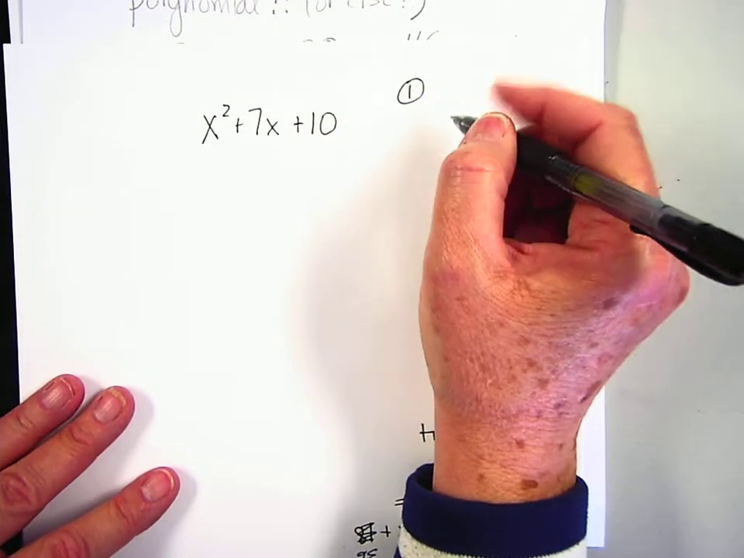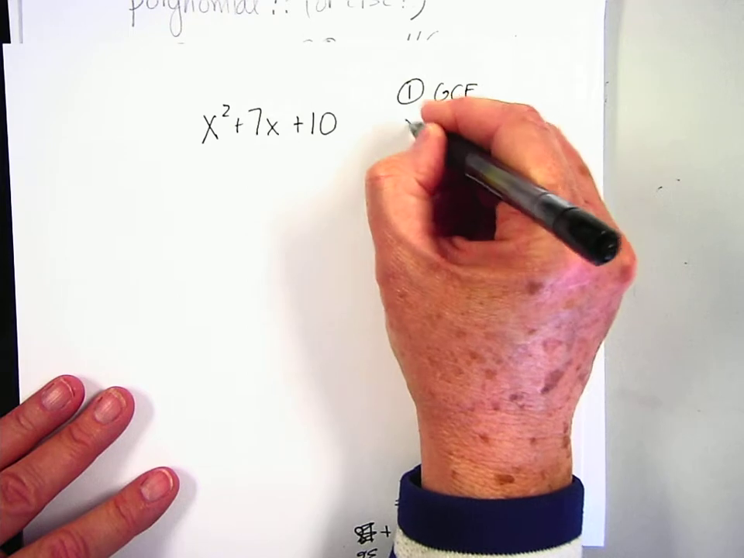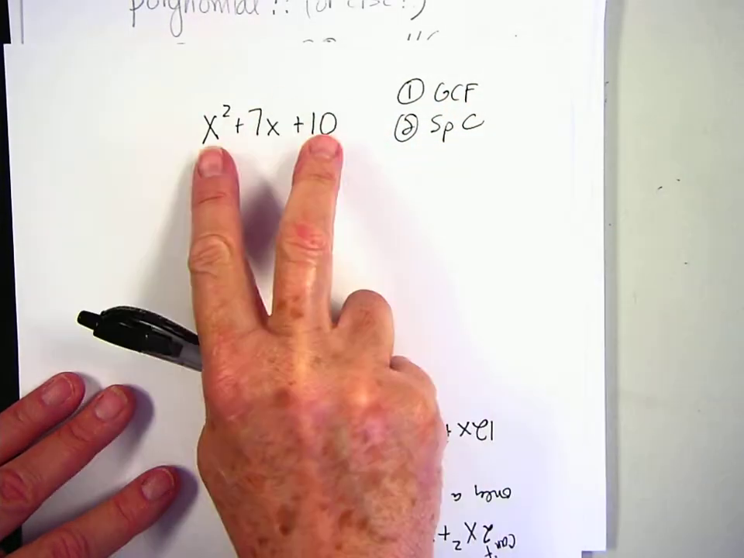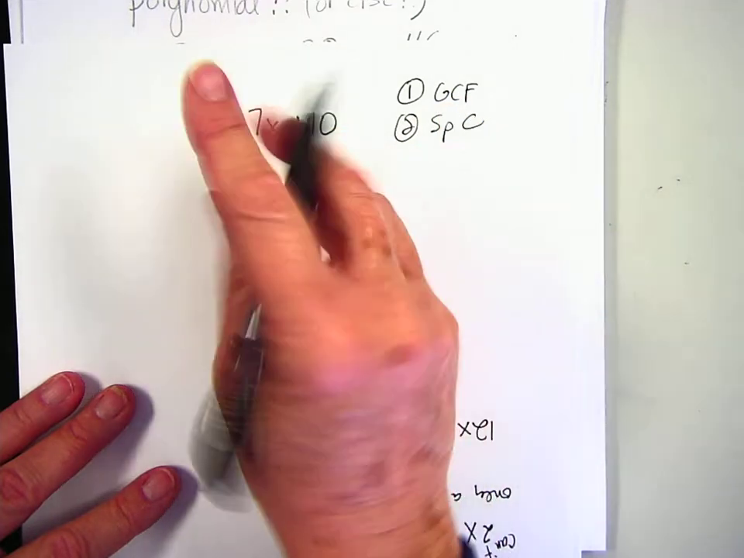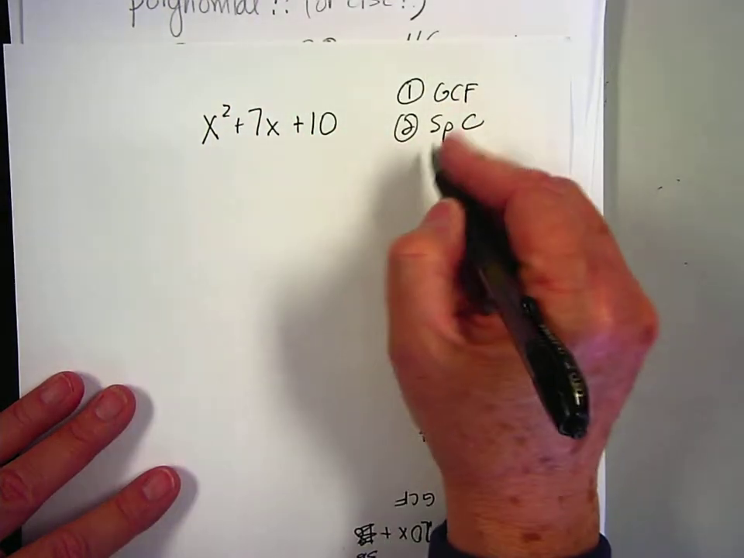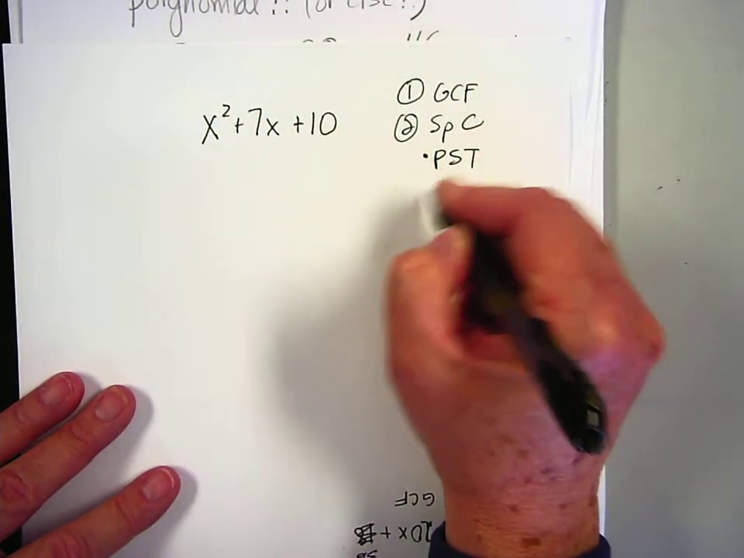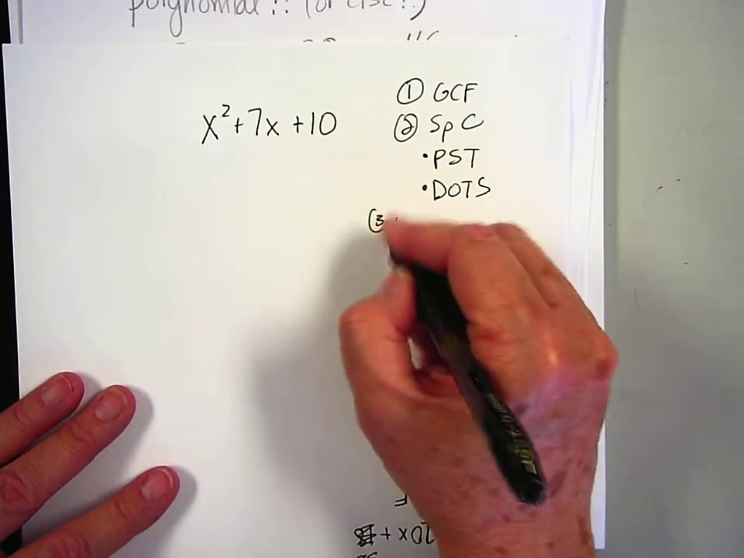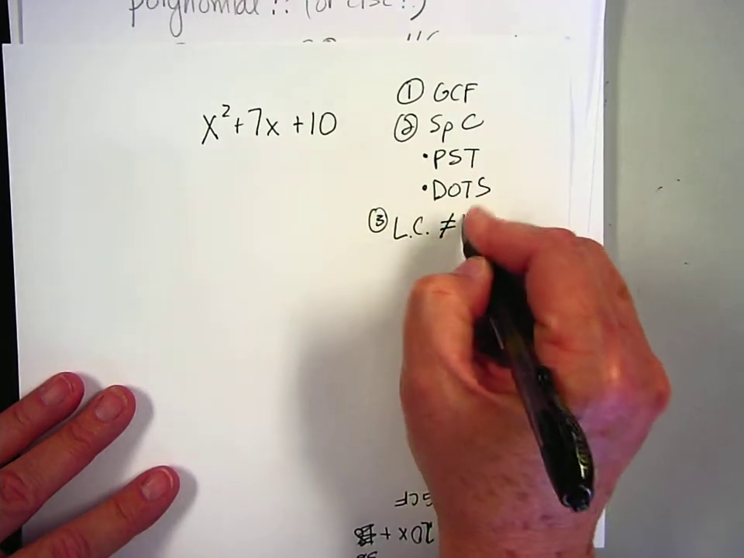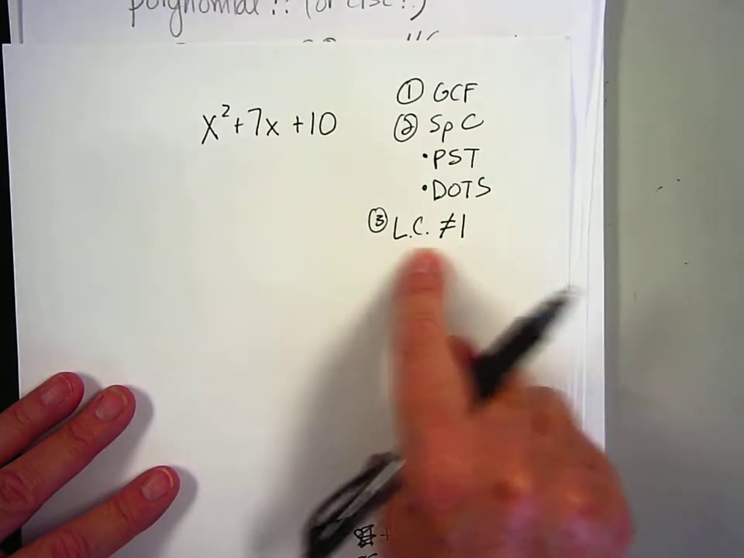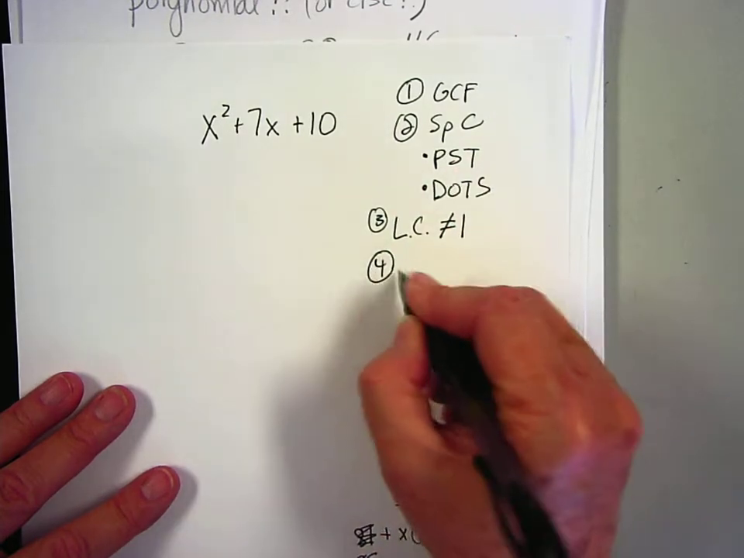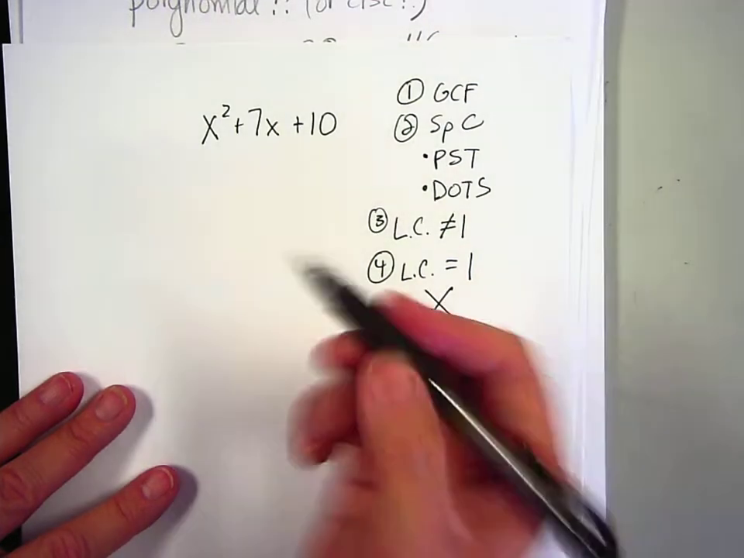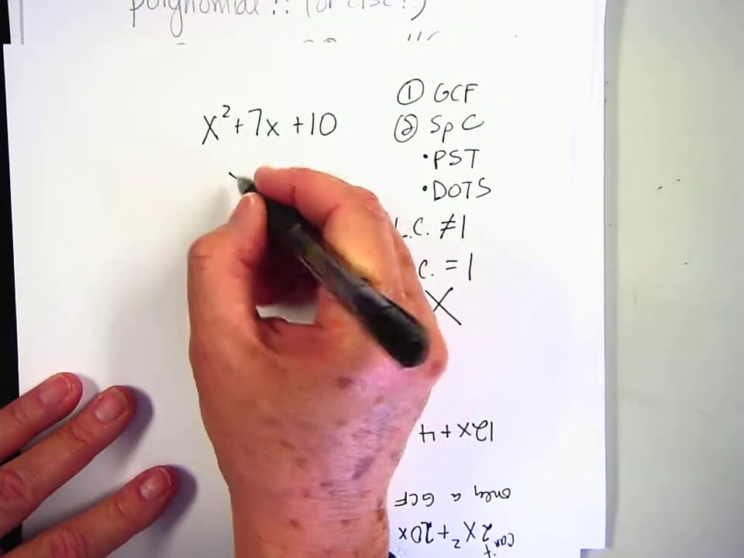GCF? No. Special case? Not a perfect square trinomial. These aren't square terms. Not DOTS because it's a trinomial, not a binomial. So it's neither one of those. The leading coefficient is 1, so extra x-man doesn't apply. We're going to do plain old x-man, which we know very well.